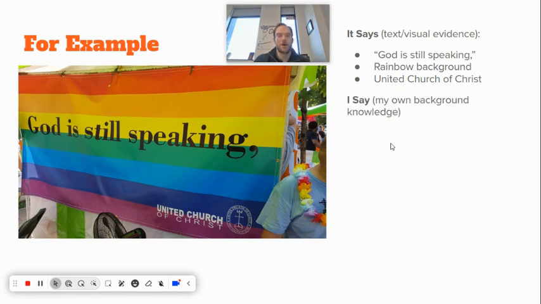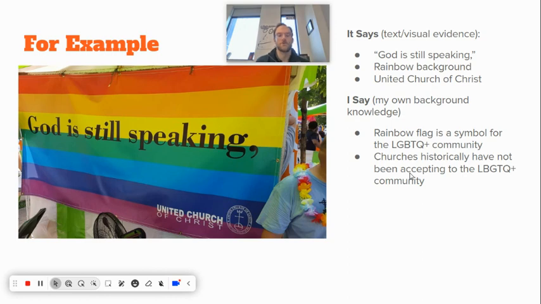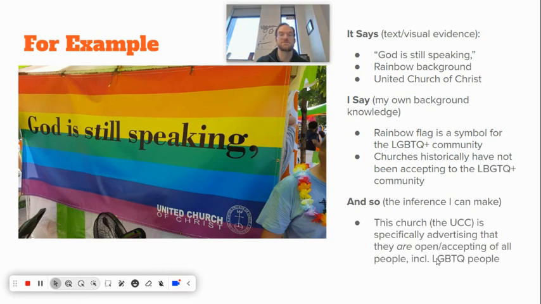I say, so I know from my own background knowledge that the rainbow flag is a symbol for the LGBT community. I know also from my own background knowledge that organized churches have not always been accepting to LGBTQ folks. And so the inference I can make when I put that together is that this church, the United Church of Christ, is specifically advertising that they are welcoming to LGBT people, which is true. They are. And so this is their way of kind of making that known. You can combine your background knowledge with the text evidence and put that together for yourself.